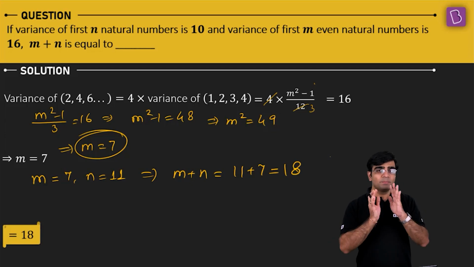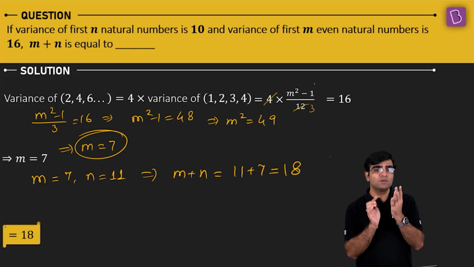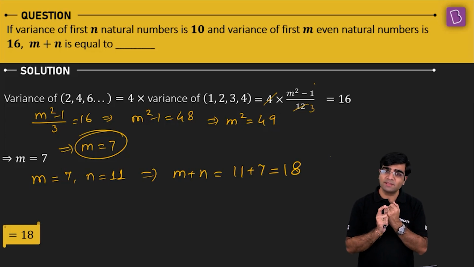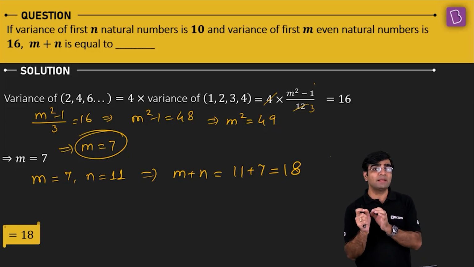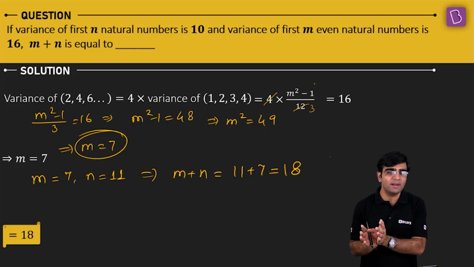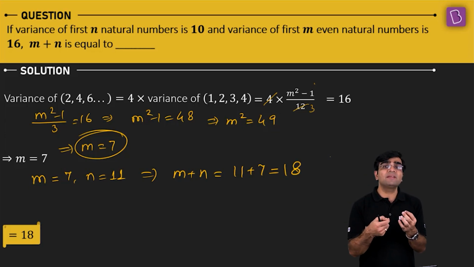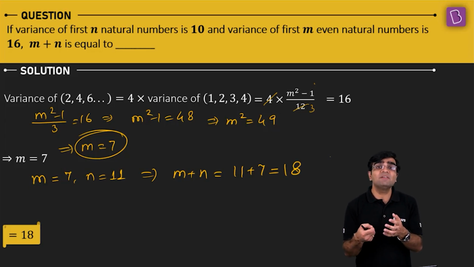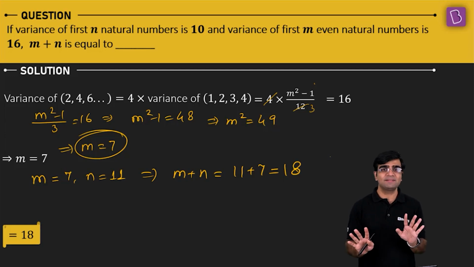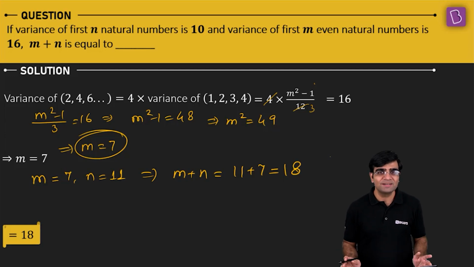Everyone? So there were many insights in this question. The first one was the formula for variance itself, that is sigma xi square by n minus (sigma xi by n) the whole square. And if the variance of the xi variable is some k, then the variance of lambda xi will be lambda square k. That's it. Perfect? Sure?